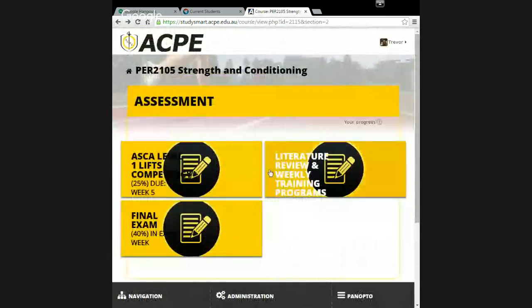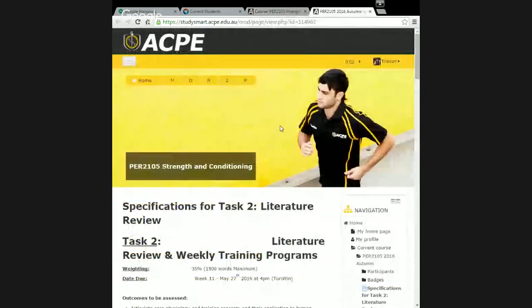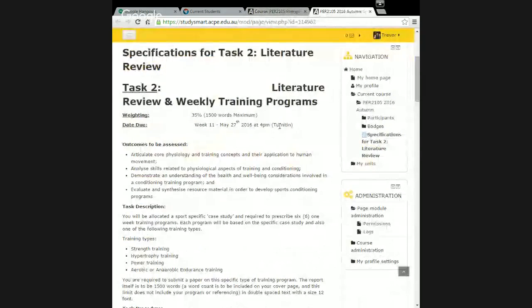Our other assessment that we're going to have is your task, which is a literature review. So what you're really looking at doing is writing a lit review on a particular sporting function.